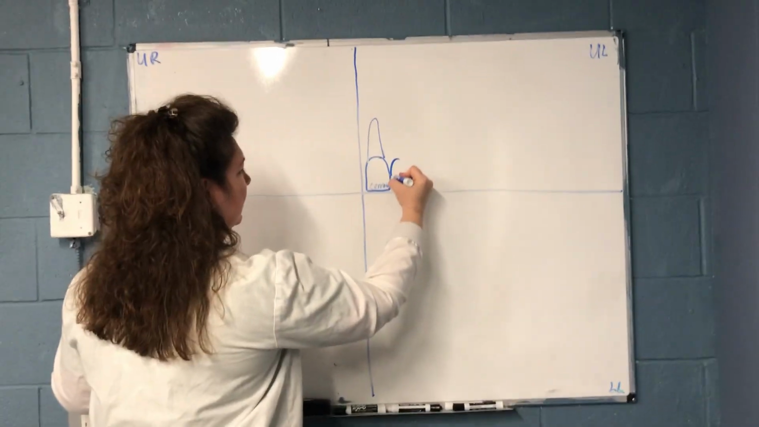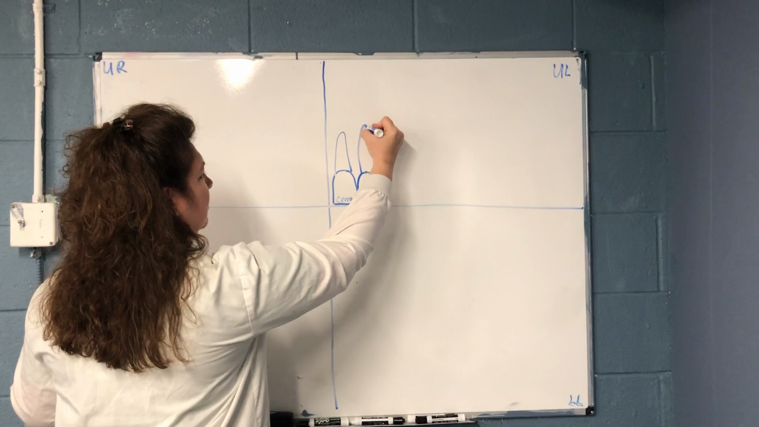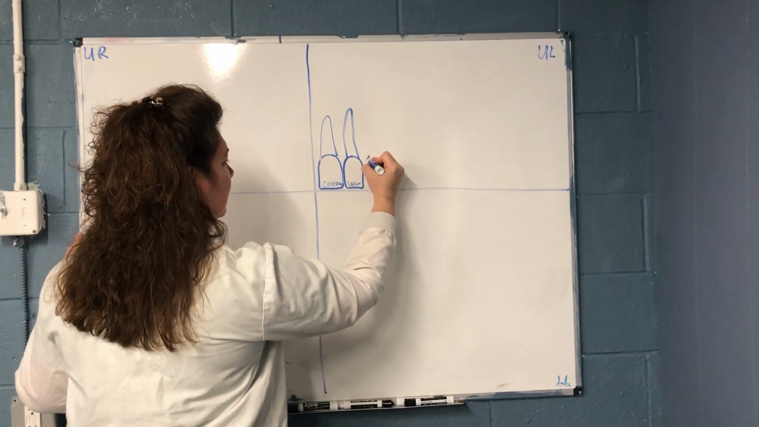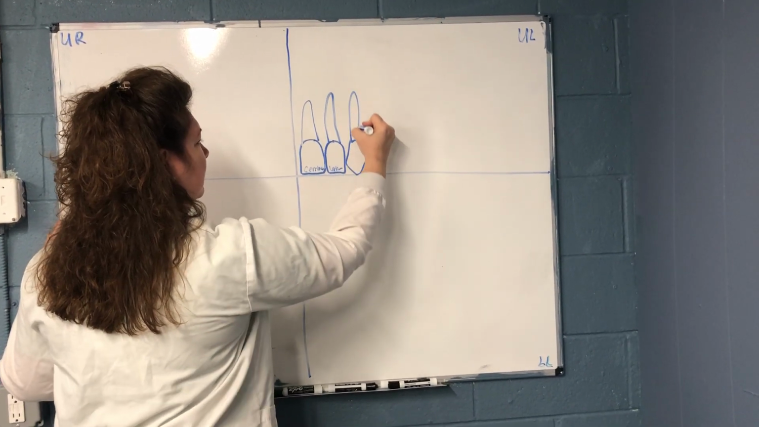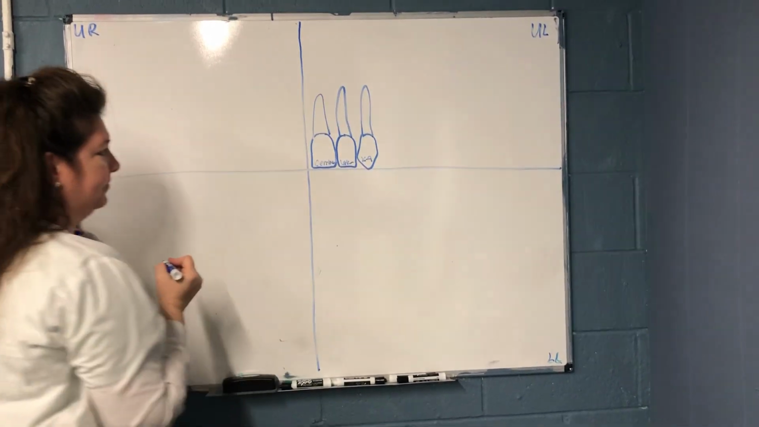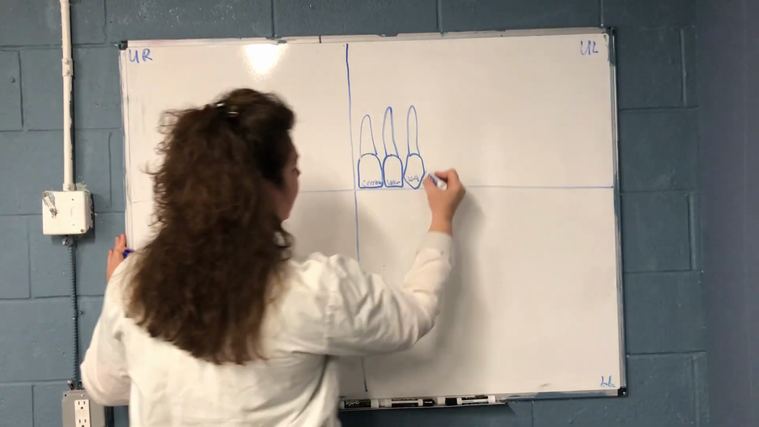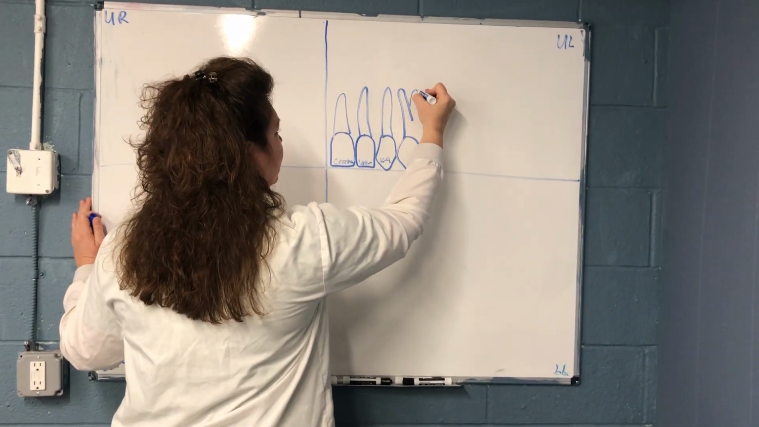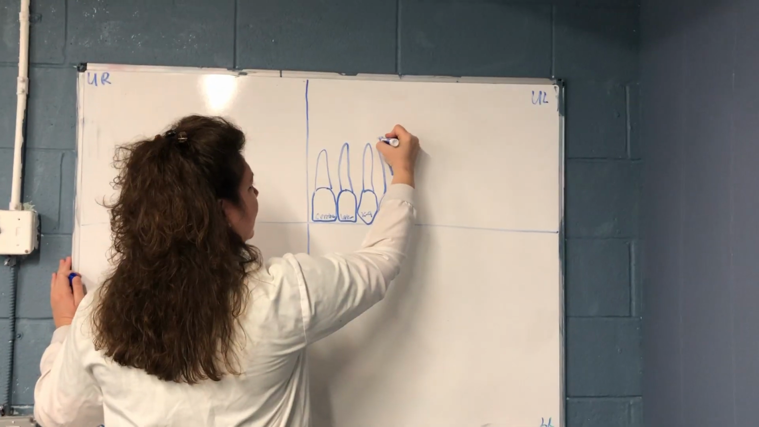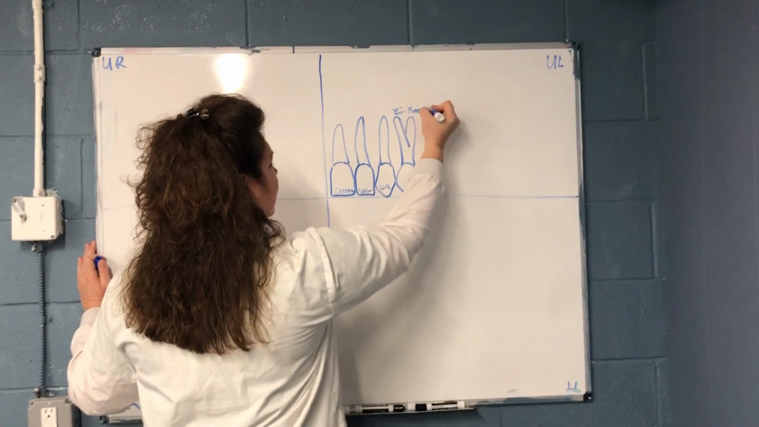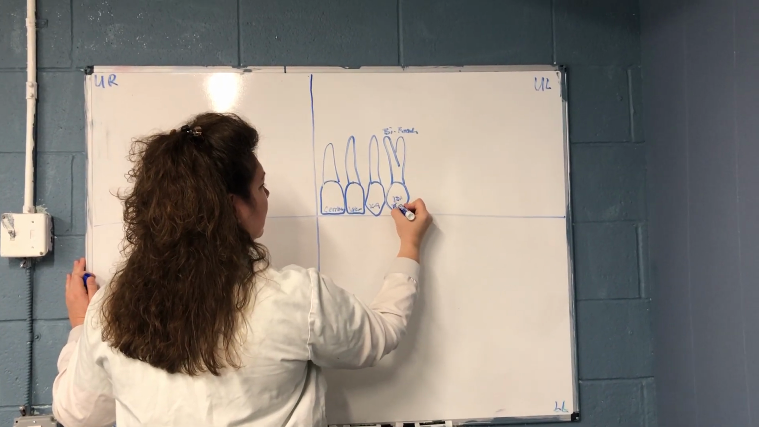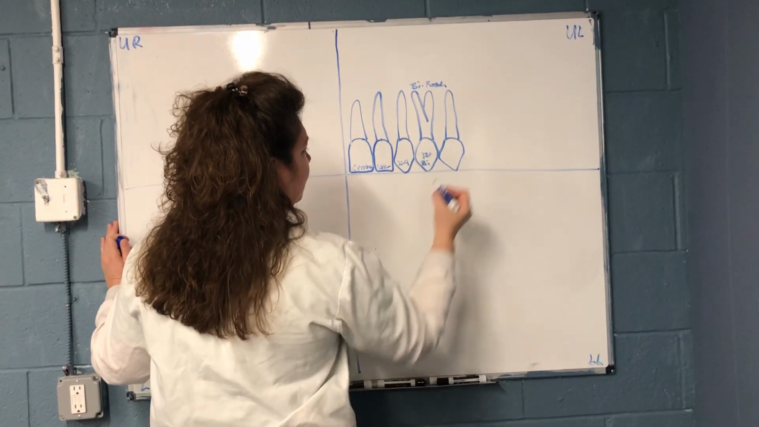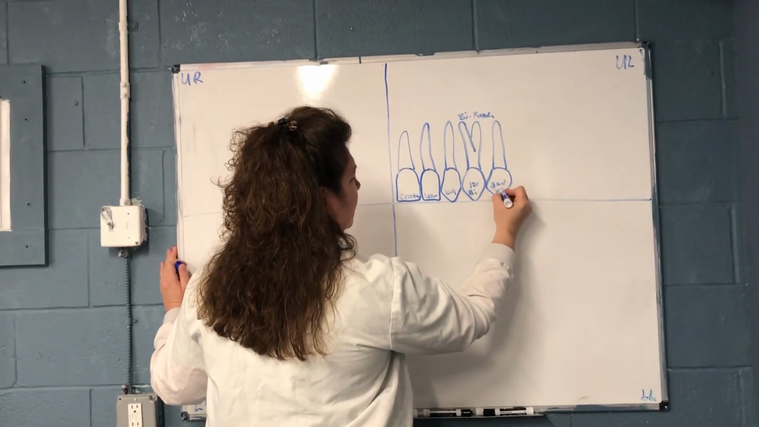Next to it is the lateral. And then the third tooth from the midline is the canine, or cuspid, also called the cornerstone of the mouth. Then we have the twins of the mouth. We have your first bicuspid that has two roots, so that is bifurcated. So that's your first bicuspid. Then you have your second bicuspid. They look very similar, but this one has one root.